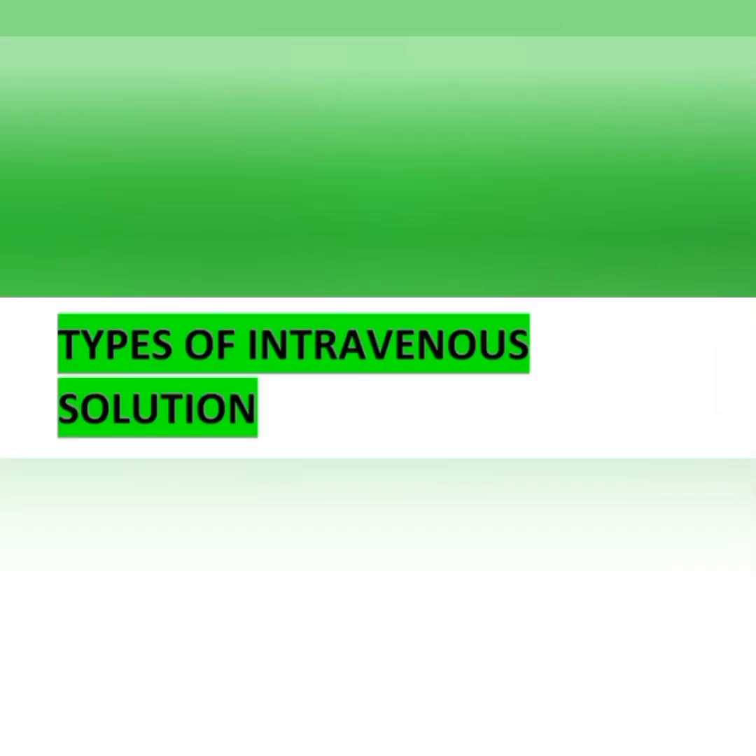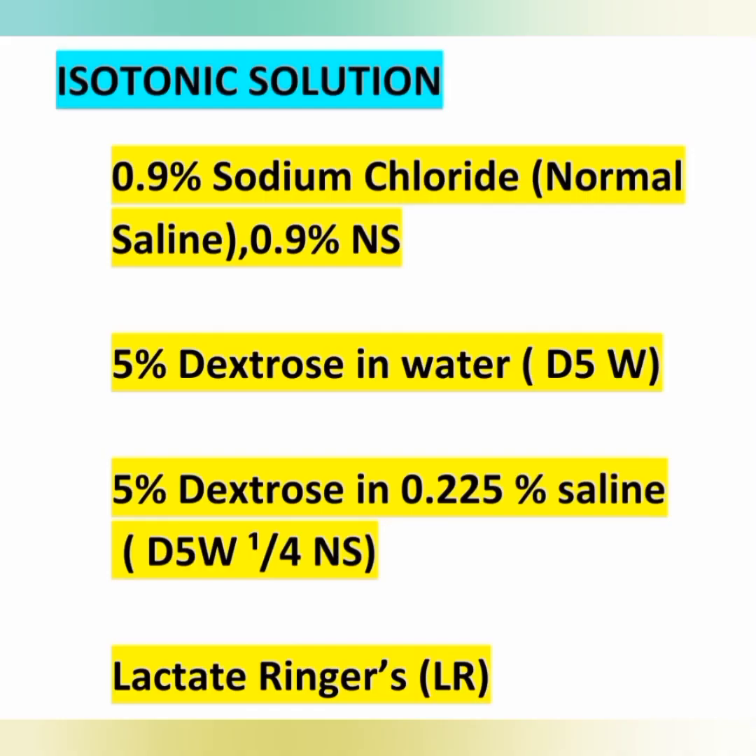So, types of intravenous solutions. Intravenous solutions are isotonic, hypotonic and hypertonic, and colloids also. Okay, first one, isotonic solution. Isotonic solution means it has the same osmolarity as body fluid.